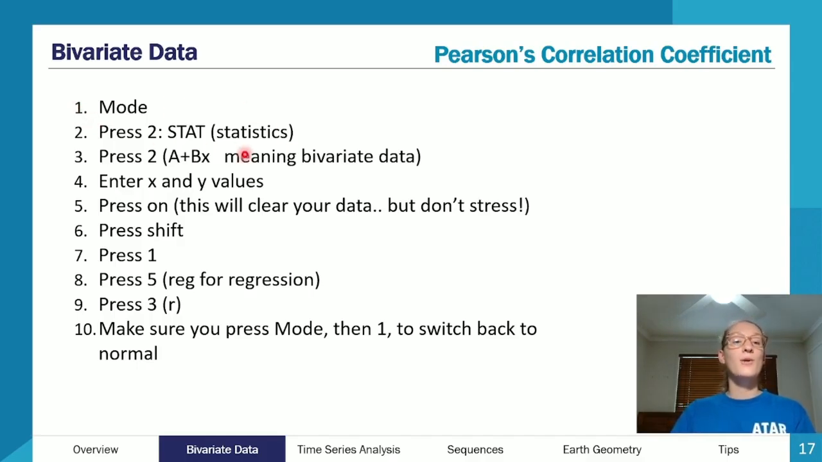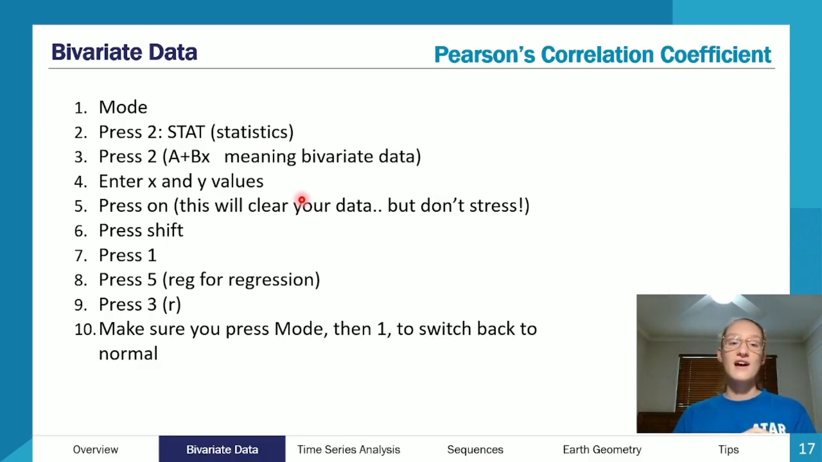Then it'll bring up some options, and you want to press 2, which will say stat. It corresponds with the word stat, short for statistics. This symbolizes that you're putting your calculator into statistics mode. And then you'll press 2, which will say A plus BX, which refers to bivariate data. You can see we've got our 2 variables there. And then it'll bring up a little table on your calculator screen.